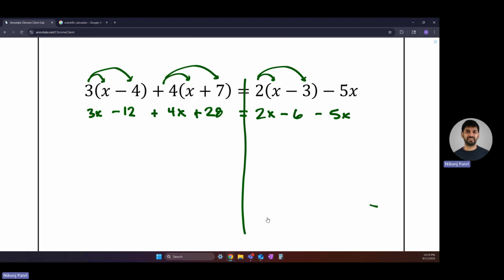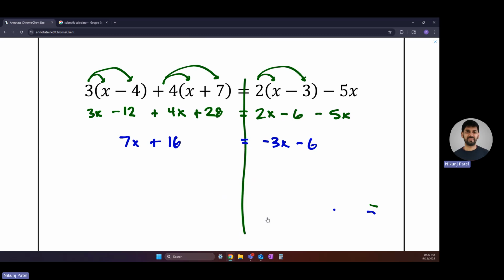So we have a lot of different terms. We could probably combine some things. So sometimes you'll have to combine like terms, right? So like 3x and 4x, there's a plus in front of the 4x, so that's going to turn into a 7x. And then this negative 12 plus 28, or 28 minus 12, that's going to turn into, when you combine them, a 16. And on the other side, you got 2x minus 5x. That's going to be a negative 3x. And we don't do anything with that negative 6. It didn't combine with anything yet.